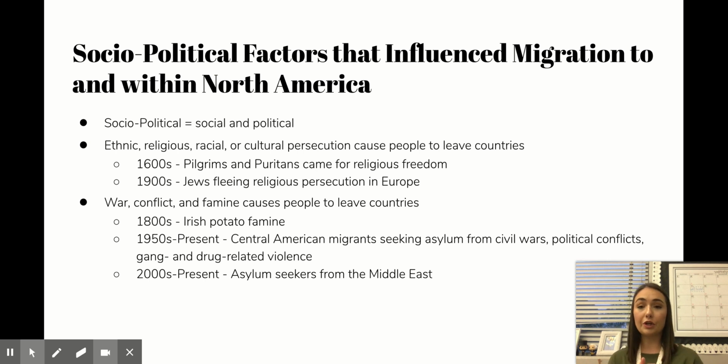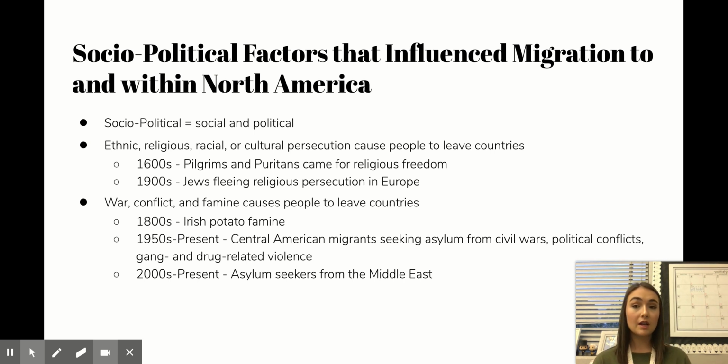One socio-political factor that influences migration is ethnic, religious, racial, and cultural persecution. Those cause people to leave countries and go somewhere else. Specifically in North America, and especially in the United States, religious freedom is a big idea. And that's kind of where we get our first wave of immigrants. The Pilgrims and the Puritans in the 1600s came for religious freedom. And then in the 1900s, a lot of Jews fleeing religious persecution in Europe came to North America.